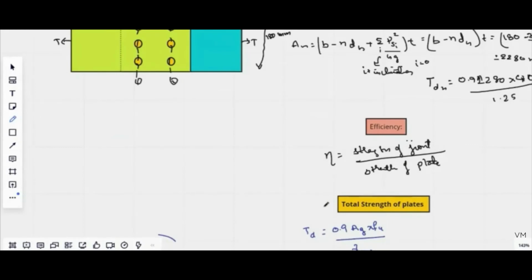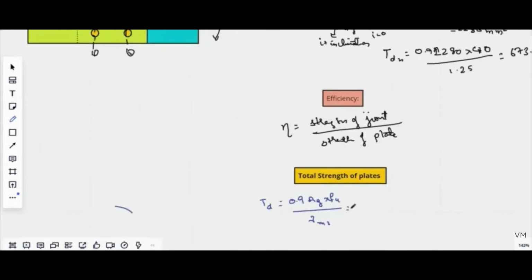So this is the formula what we will get. Instead of net area, I am considering the gross area to calculate the total strength of plate, which will be 0.9 times 180, the width, thickness of plate, which is 20, into fu 410 divided by 1.25. This value will be across 1062.72.